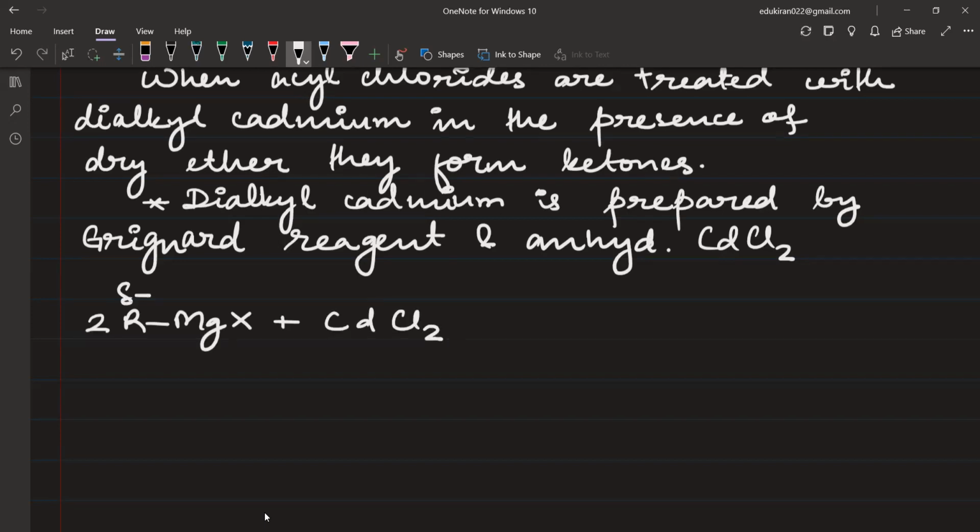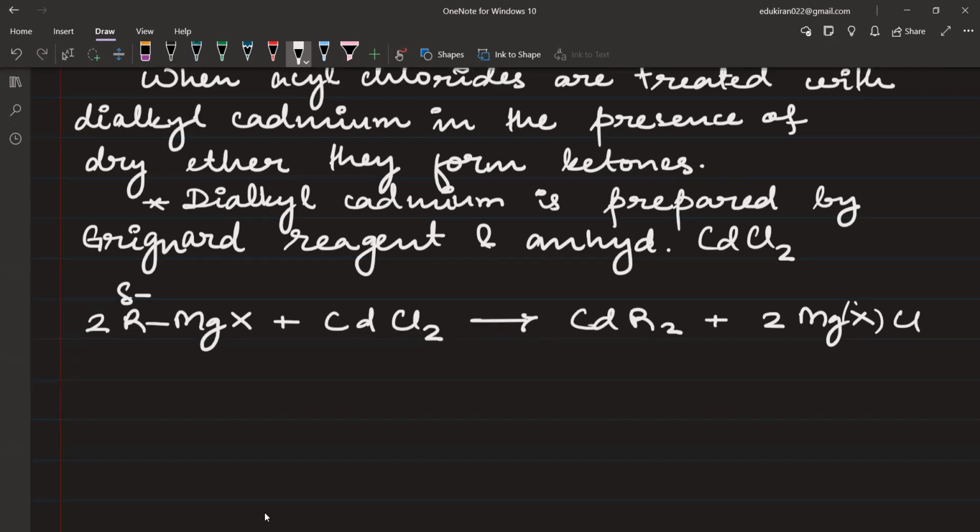Now here R is delta negative, because it is bonded with magnesium, which is a metal. Metal has a tendency to lose electron. That is why it is losing electron towards the alkyl group, and the alkyl group is getting delta negative. Here cadmium has 2 positive charge. So the alkyl group will attack on cadmium and displace the chlorine atom. So you are going to get CdR twice. Chlorine has been displaced by R. Plus you get 2 moles of MgXCl, whatever X was used.